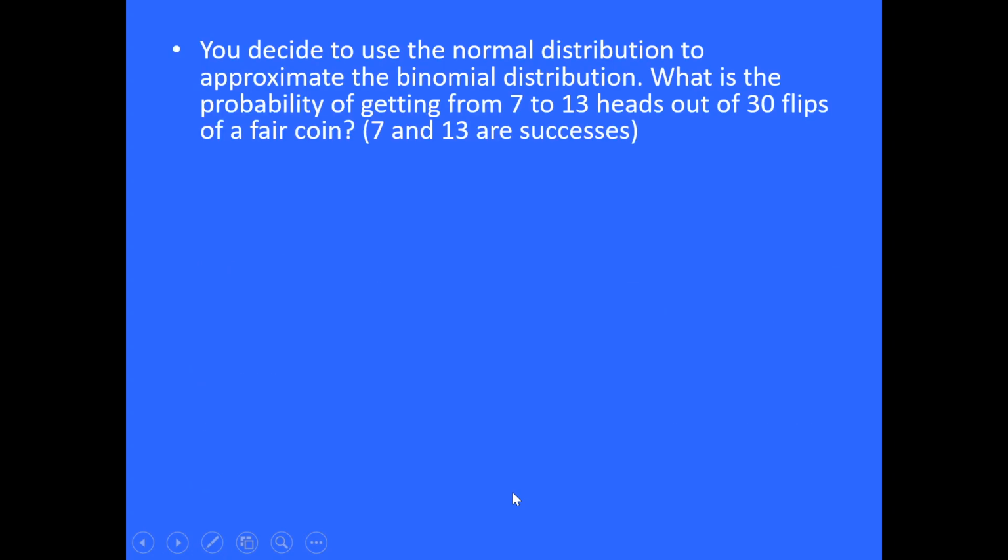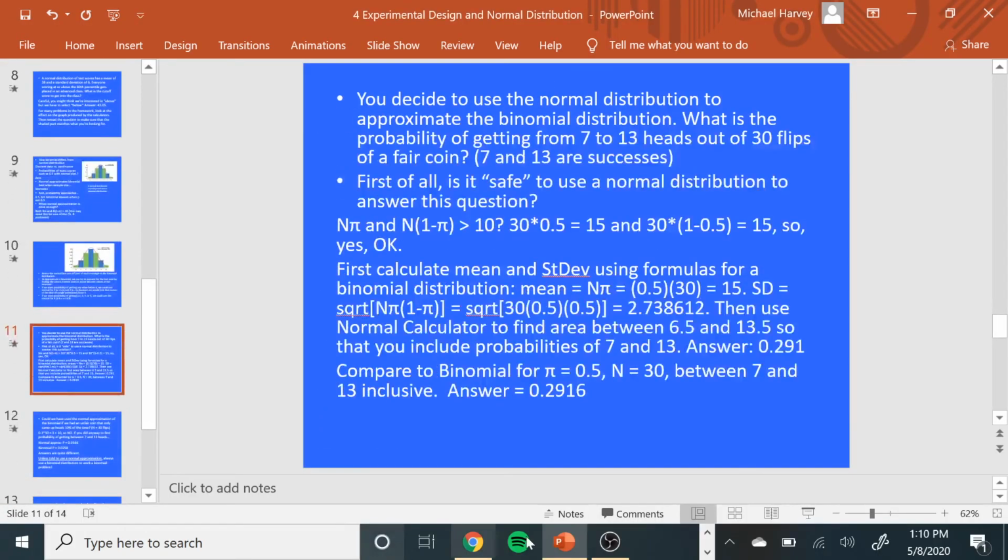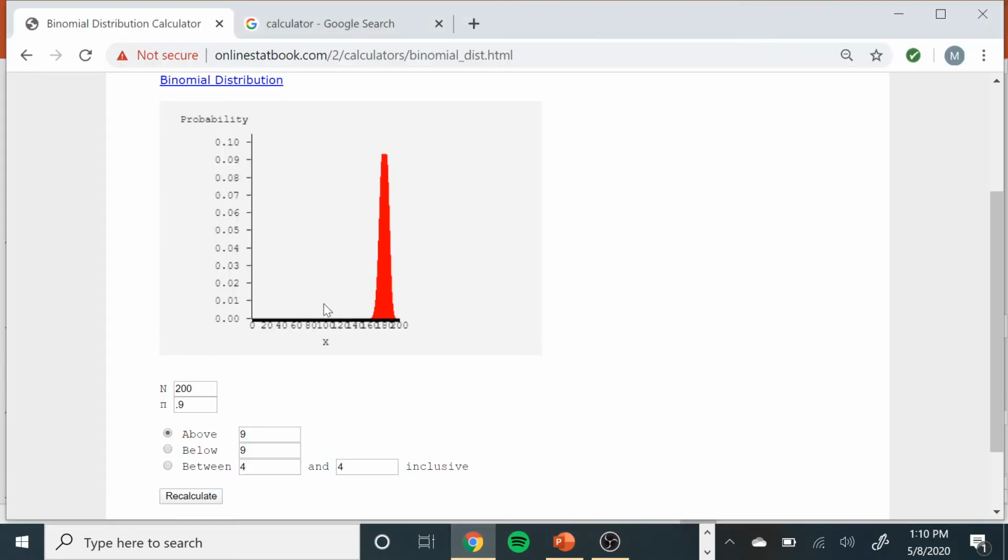Okay, let's do an actual example here. Here's a binomial problem. We want to know the probability of getting 7 to 13 heads on 30 flips of a fair coin. That's a binomial problem. But we're going to use the normal distribution to approximate that. First, let's just refresh our memory. How would we get that with the binomial distribution? Let's take a look at that, and maybe we'll even jot down what the answer is here.